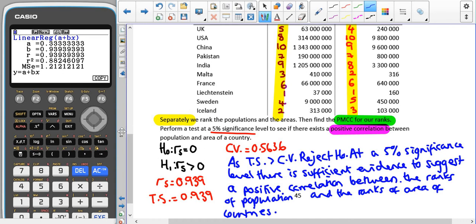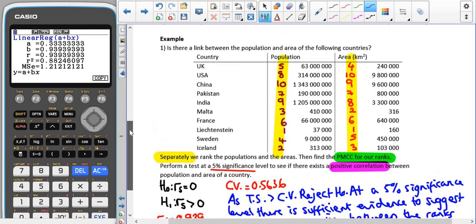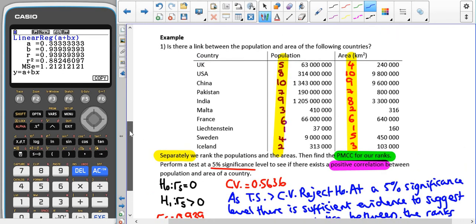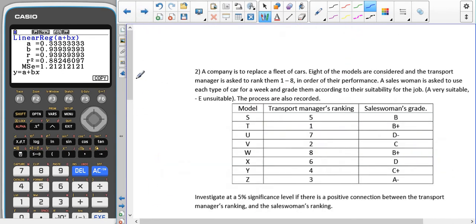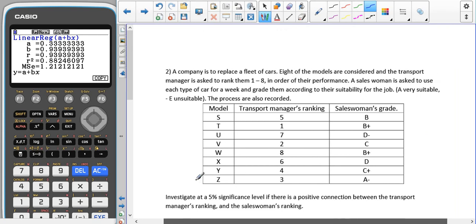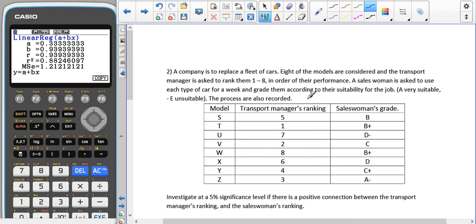So this first example had both of them still being numerical numbers in the data when we started. However, as I explained before, sometimes the data won't be like that. So we have a second example here. We have a company which is replacing a fleet of cars. 8 of the models are considered, and the transport manager ranks them from 1 to 8 in order of performance.